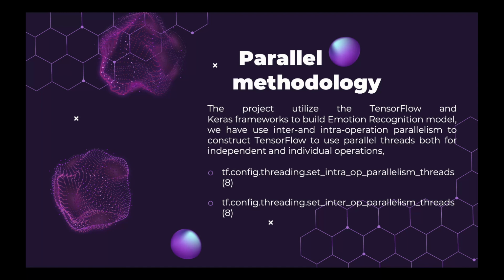If we want to differentiate between the 2 operations, intra-operation parallelism involves parallelizing the execution of a single task by breaking it into smaller tasks that can be performed concurrently. Whereas inter-operation parallelism refers to parallelizing the execution of independent operations.